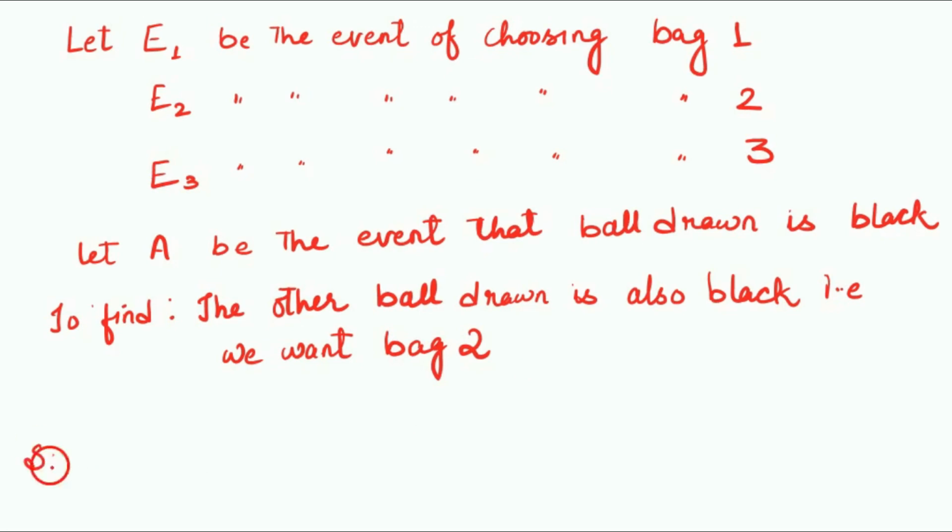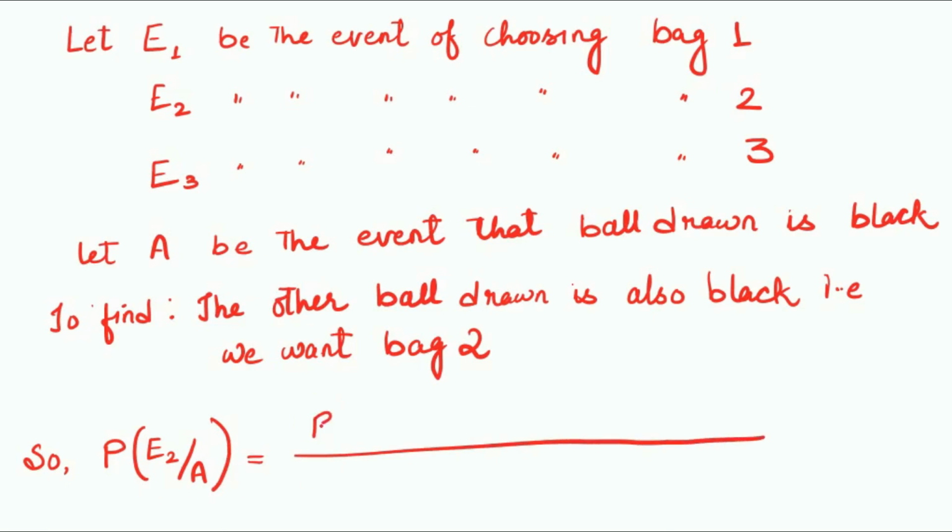Okay, so how do we write? Probability that I pick bag 2, given that I already got a black ball. Okay, A is our event that a black ball is drawn. So this, we need to find this. I hope you agree with me that we need to find the probability of picking bag 2, provided the first ball is black.